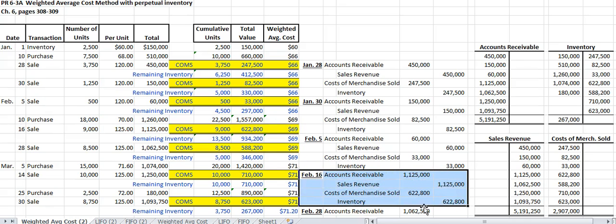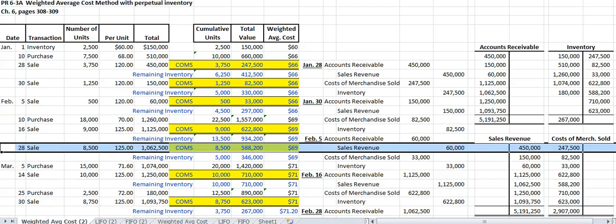So with the two main data points that you need for your entry, 1,125,000 and $622,800, we go ahead and we do the entry over here. We journalize it. Remember, this is the journalizing process, and then we go ahead and we post it to the GL. So there's that entry, and we're going to continue with the problem. I'm not going to explain this entry. I've explained it so many times already.